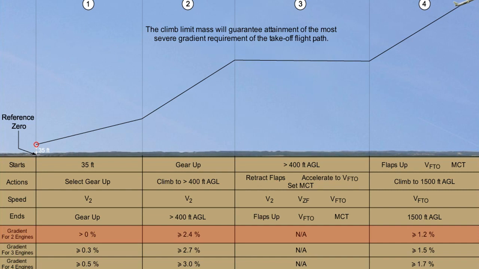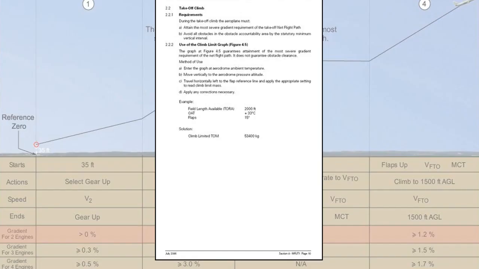Although we have already mentioned it in the previous lesson, the climb limit mass tells us what the maximum mass of the airplane can be in order to achieve the minimum gradient requirements. Having a mass greater than the climb limit mass would mean that the airplane will not have sufficient performance in the event of engine failure to achieve the climb gradient requirements. The graph to calculate the climb limit mass is in section 4 of CAP 698. We have worked through an example in the previous lesson, but nonetheless ensure you are confident in being able to use this graph.